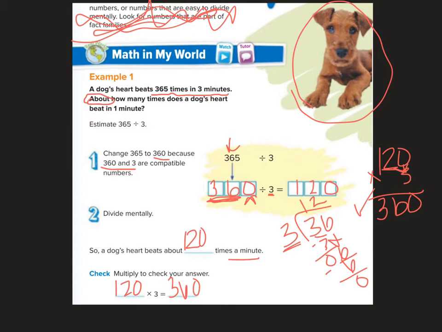So again, I did not round. I picked a multiple of 3. Okay, so I'm going to look at what I am dividing by, and I'm going to make sure that it goes evenly into our first number, our dividend. Our divisor goes easily into our dividend. All right, let's try another one.